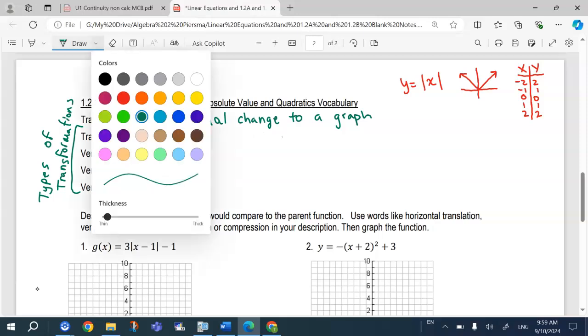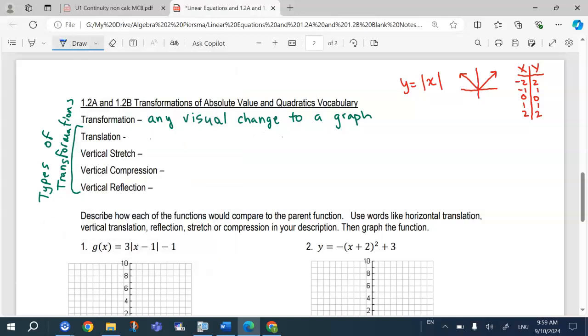So let's begin with translations. Translations are sliding left, right, up, or down. But the picture remains the same. So one way to think about this is to think about the graph y equals the absolute value of x.